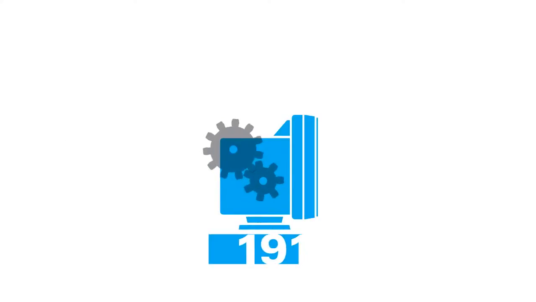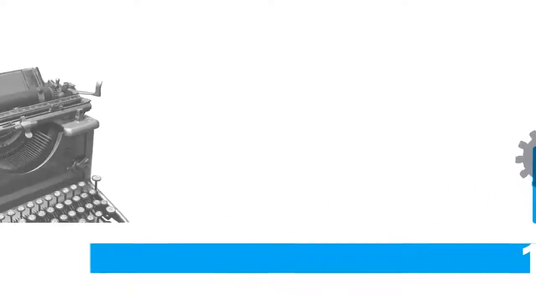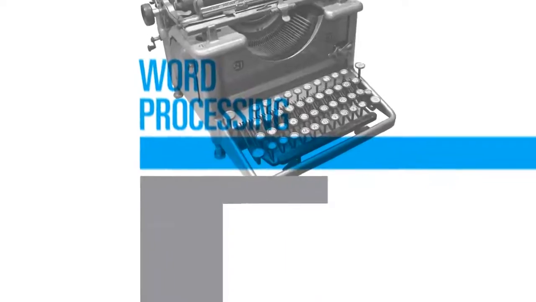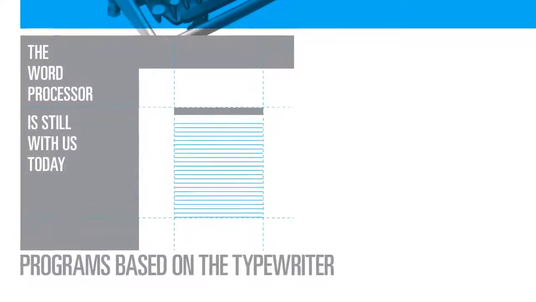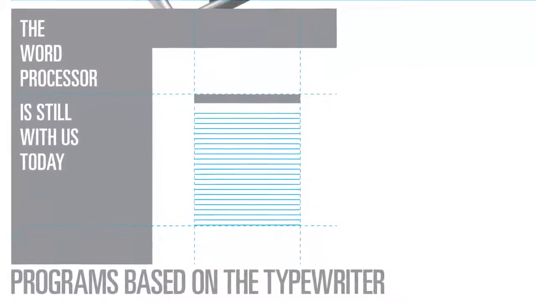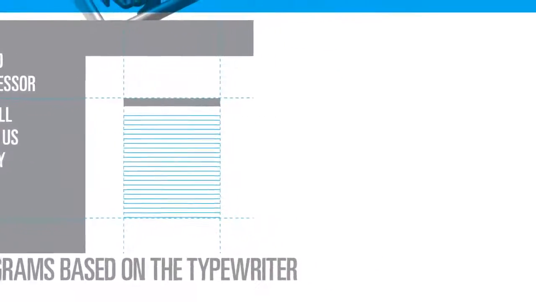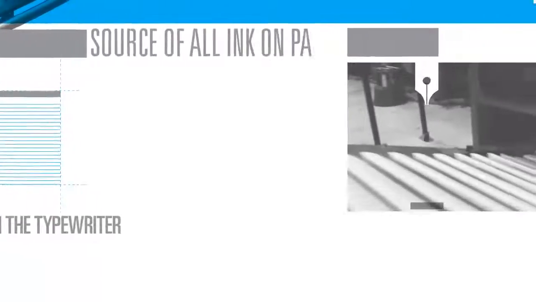In 1913, it was discovered that a computer could drive a typewriter and word processing was born. The word processor is still with us today in the form of programs based on the typewriter, with tab settings, rulers, and sliders defining the margins. These programs are the source of all printed ink on paper that we read today.